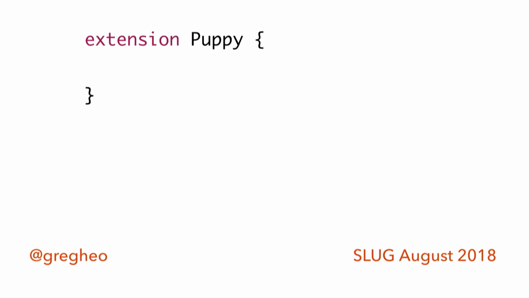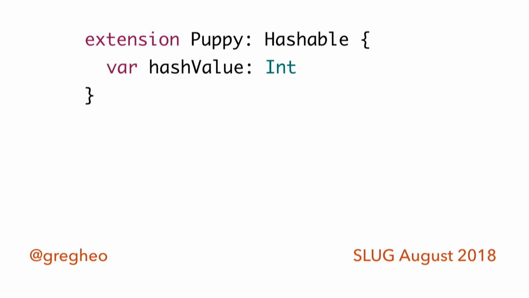So I'm going to make an extension on my struct. We need it to conform to Hashable. And then if we look at the requirements for what Hashable is, it needs a single property, read-only, as an integer called hashValue. So that's the requirements of the protocol as of Swift 4.1. And we want to write our implementation, and we'll do something like this.